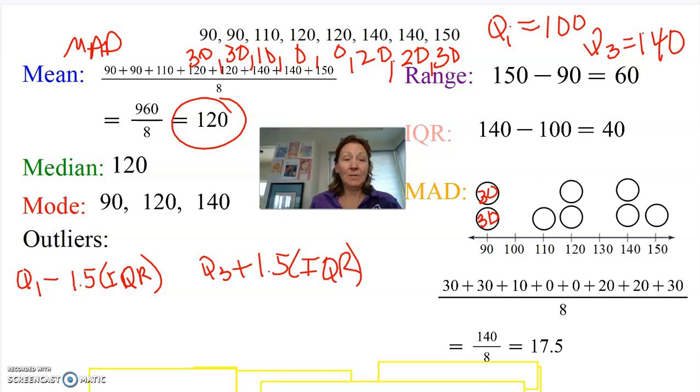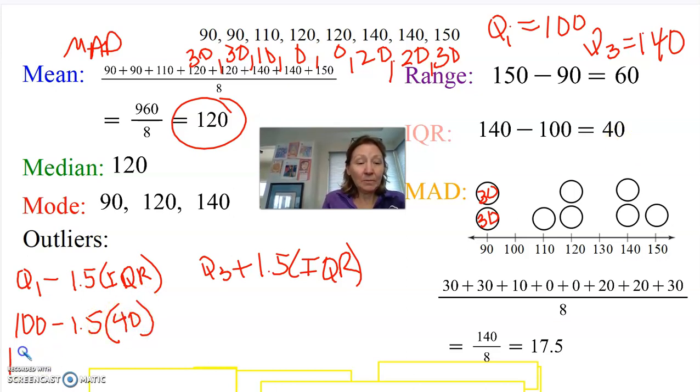Now I'm going to find out, were there any outliers? So I take the Q1 over here, 100, minus 1.5 times the IQR, which is 40. So I get 100 minus 60 equals.